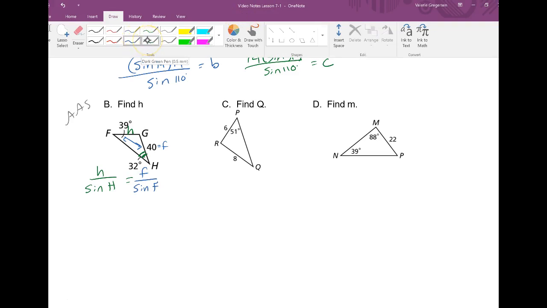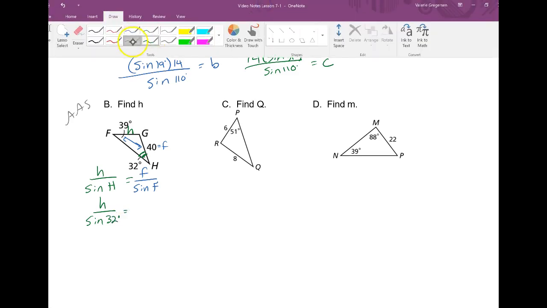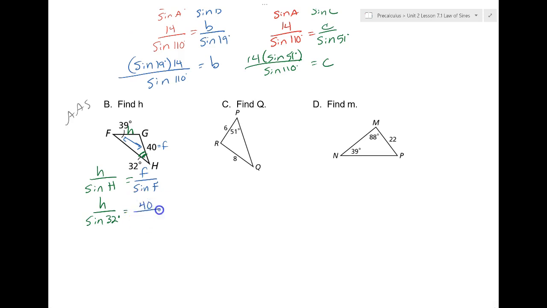So on the first one we have H, which we don't know because that's the length of segment FG, is to the sine of 32 degrees, because that's the measure of angle H, is the same thing as F, which is 40, is to the sine of 39 degrees. Now, how do I solve for H? Well, isn't the easiest way to solve for H just to multiply both sides by sine of 32 degrees? And the answer is yes.